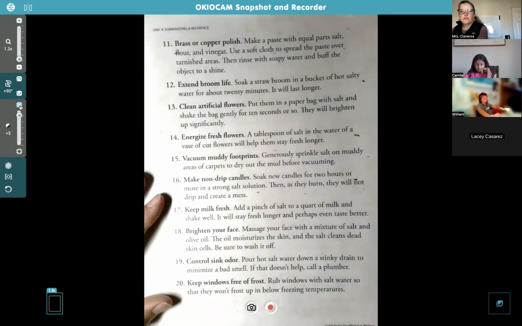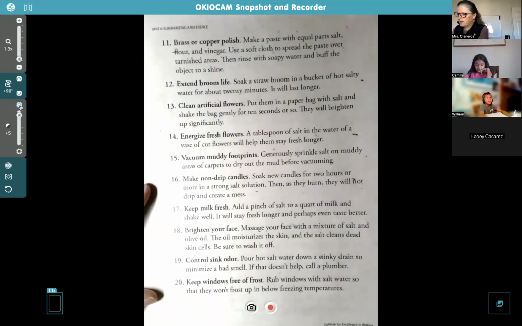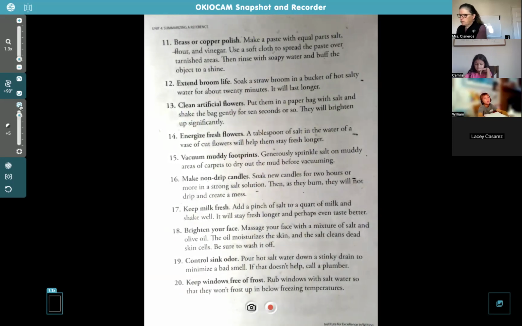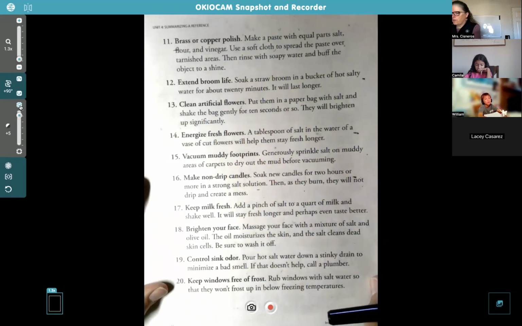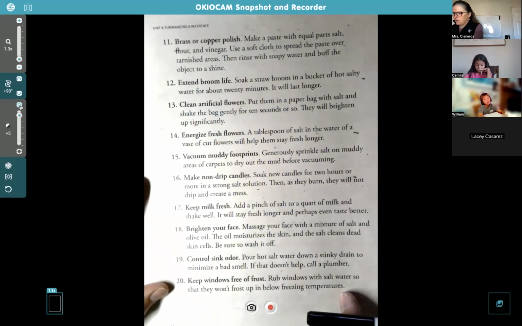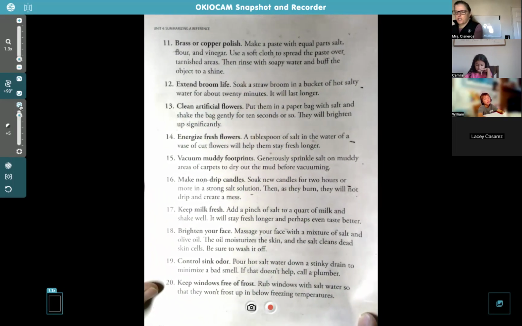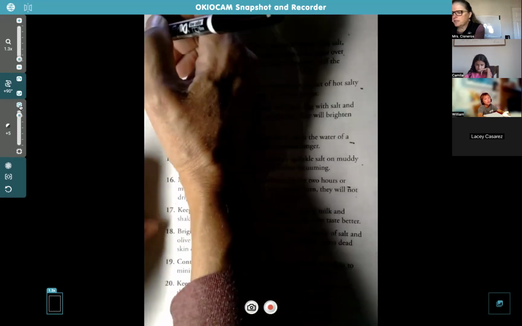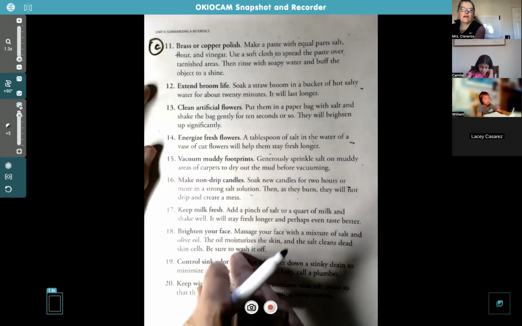Number 11, brass or copper polish. Make a paste with equal parts salt, flour, and vinegar. Use a soft cloth to spread the paste over the tarnished areas. Then rinse with soapy water and buff the object to a shine. So this is a cleaning tip. So I'm going to put a C there for cleaning.